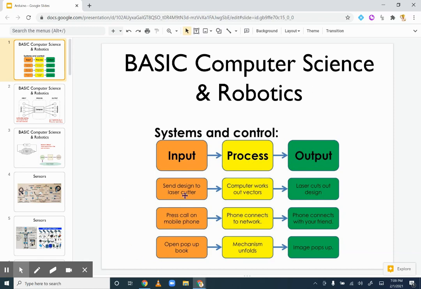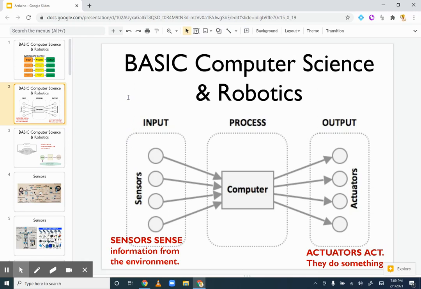Some example of this would be a design sent to a laser cutter where the computer determines how to move the machine and then sends directions to the machine to make those movements. When we talk about computers and programming microcontrollers for robotics, these inputs can be called sensors. A sensor is something that will take information from the environment, such as sensing temperature, light, sound. The process will be controlled by a computer, something that can be programmed, and the output will be given by something called an actuator, something that can act and do something.